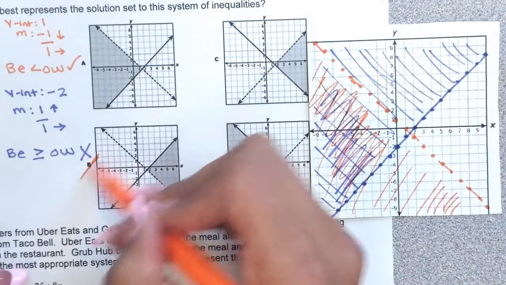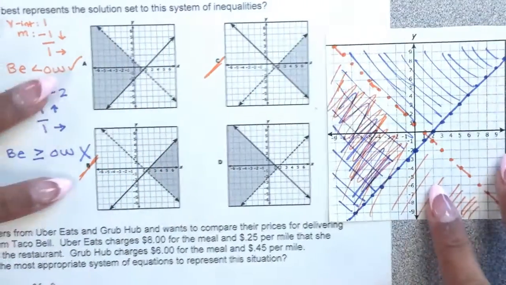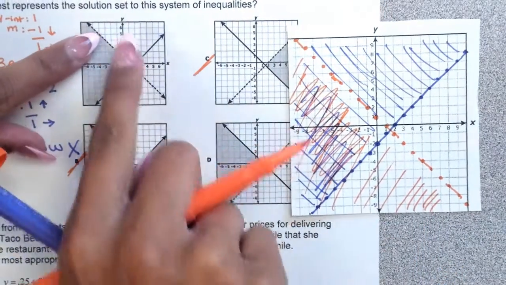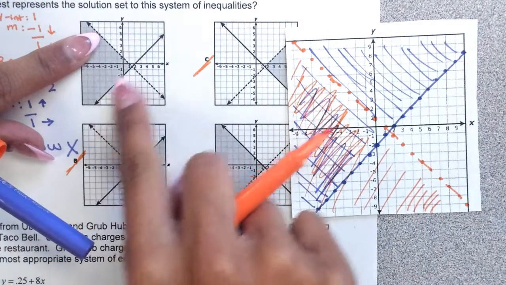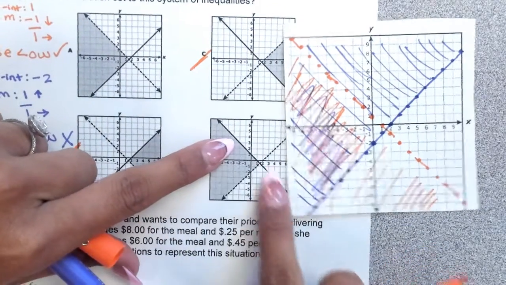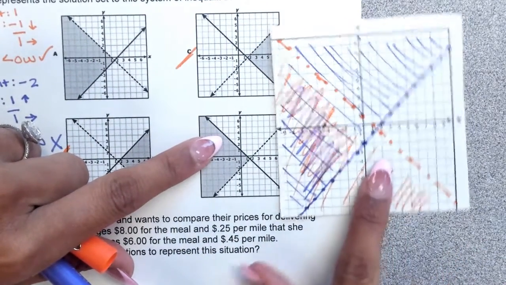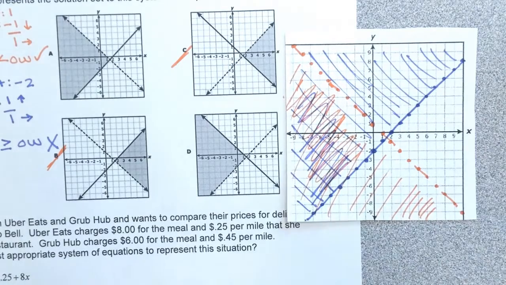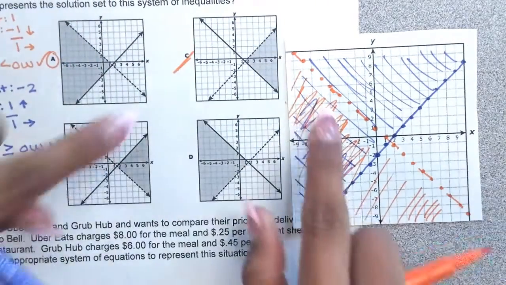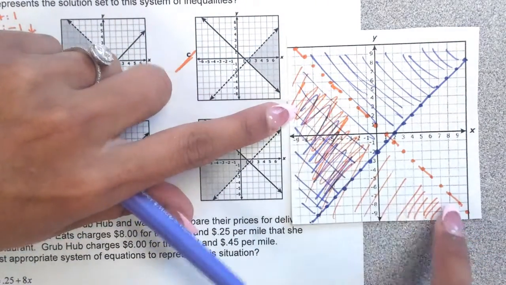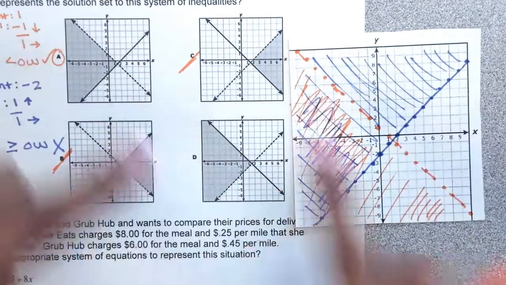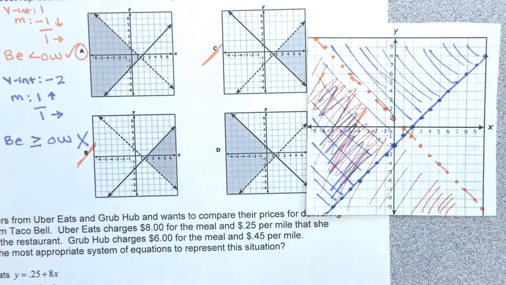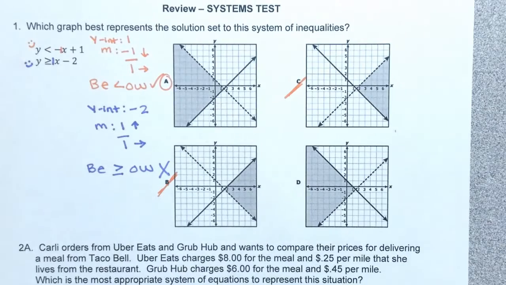So I can cross out B and C. Now the only difference between A and D is my lines. This is dashed, that's solid. This one's solid, this one's dashed. So we have to look, which one is the correct lines? The one that has the correct line is answer choice A. This line should be dashed, which it is. And this line should be solid, which it is. So A is the correct answer choice.